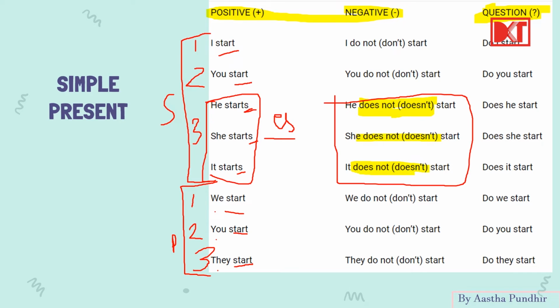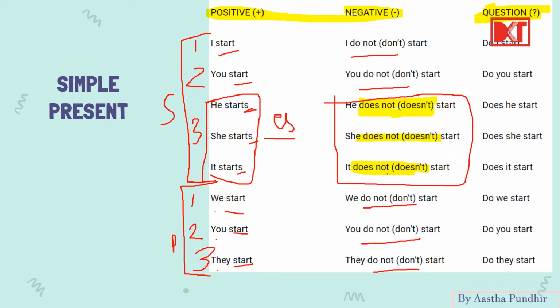Alright. And for the rest of them, we insert do not. But one thing that you have to remember is, in the third person here, we don't have S or ES.